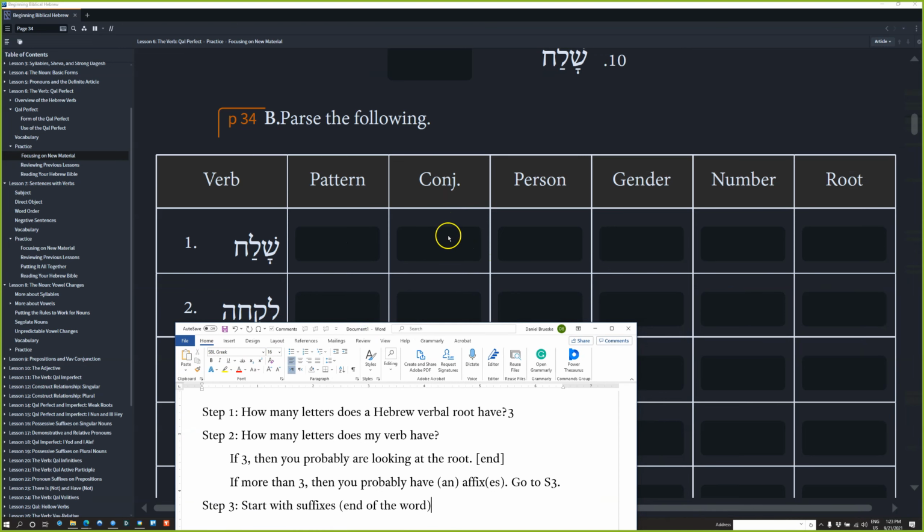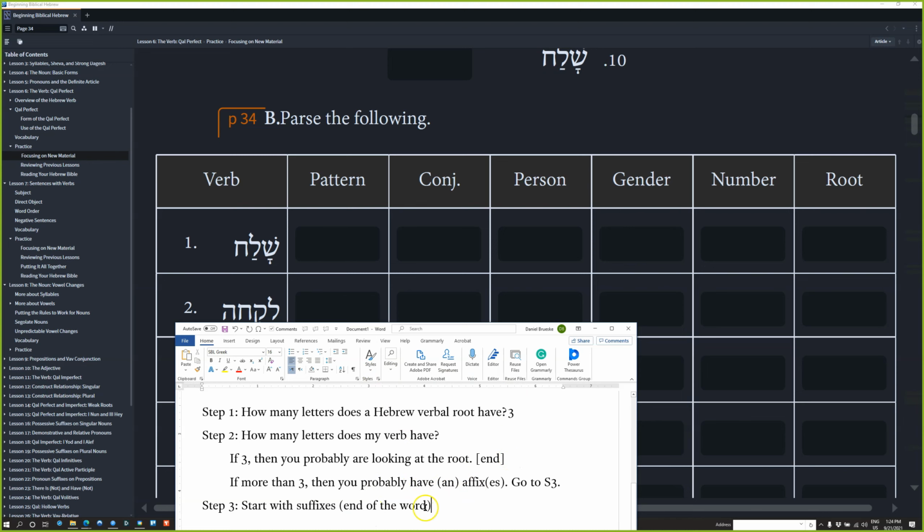This will hopefully make your life a lot easier because if you don't have to worry about the vowels, then you don't have more stuff to confuse you. All right, so how many letters does my verb have? Mine has 4 letters. I've got a lamed, a kof, a chet, and a hey. If it's more than 3, which 4 is, then you probably have a Qal Perfect suffix. Go to step 3.